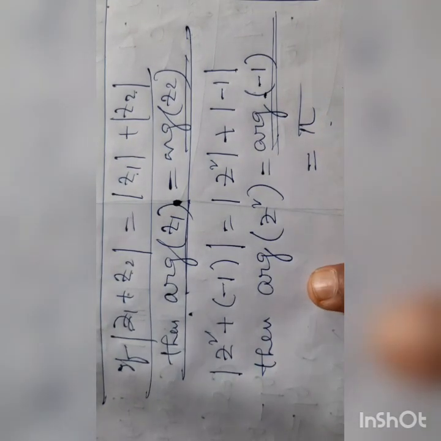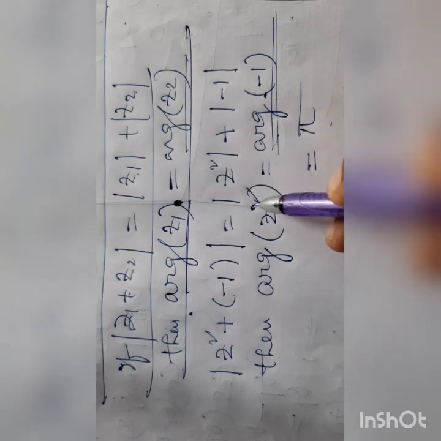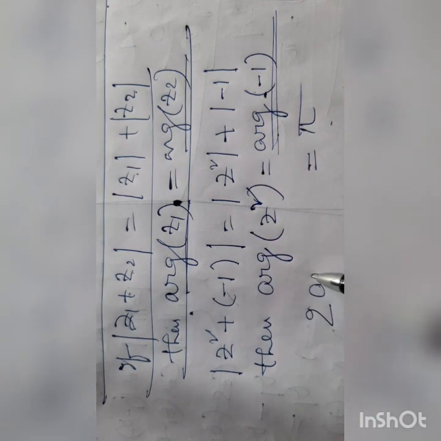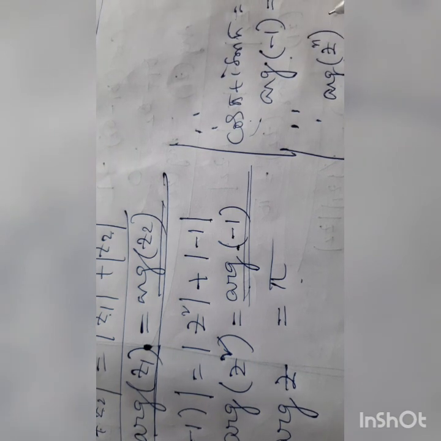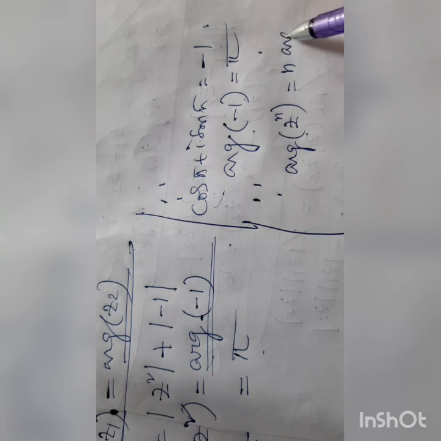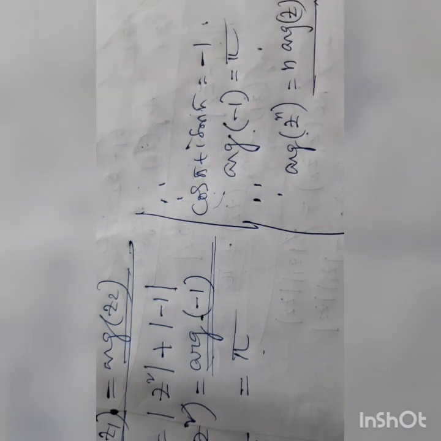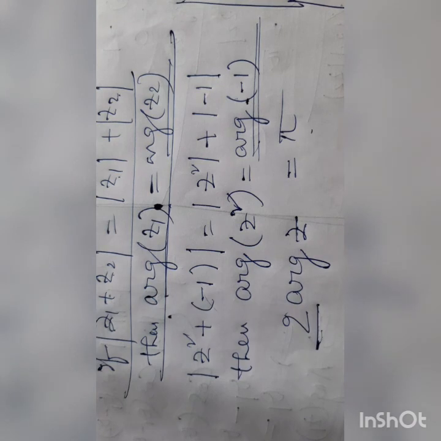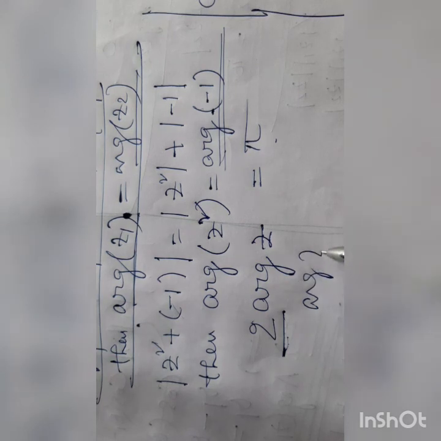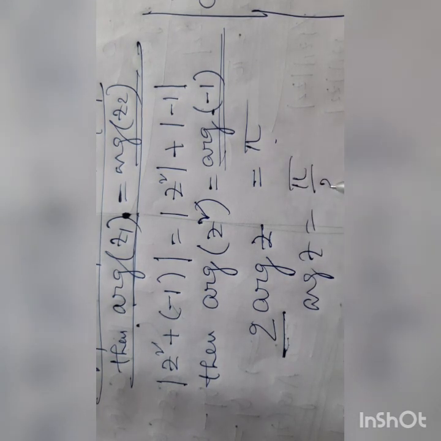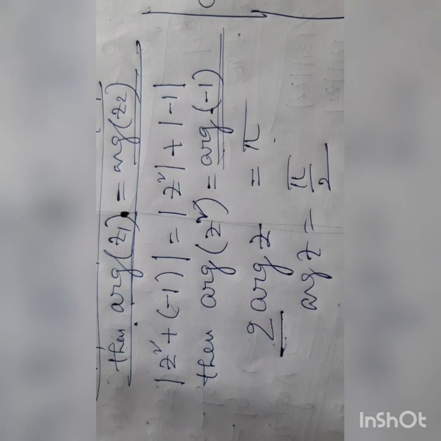What is arg z square? This square will be 2 arg of z, because you know very well that arg of z power n is n times arg z. So this 2 arg z equals pi. What is arg z? Pi by 2.